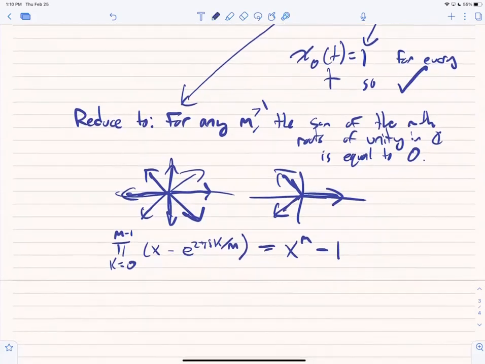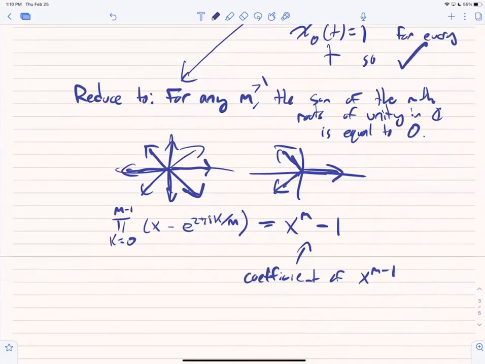And now the coefficient of x to the m minus 1 is equal to minus the sum of the roots. That holds for any polynomial. You can just expand this out. The coefficient of x to the m minus 1 is just minus the sum of the roots.